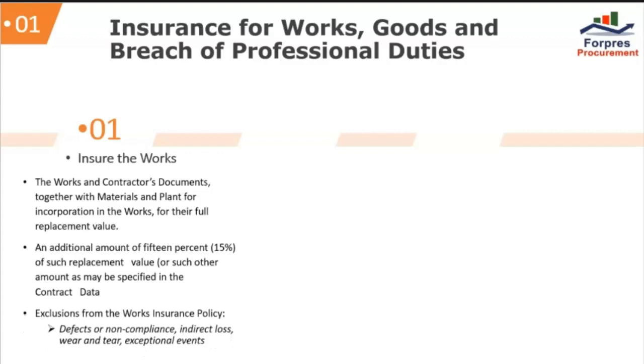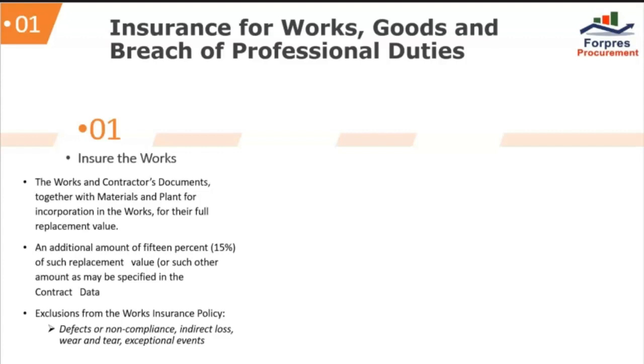But C is exclusions from the works insurance policy. The insurance cover provided by the contractor may exclude any of the following. Number 1 is the cost of making good any part of the works which is defective, including defective material and workmanship, or otherwise does not comply with the contract, provided that it does not exclude the cost of making good any loss or damage to any other part of the works attributable to such defect or non-compliance.